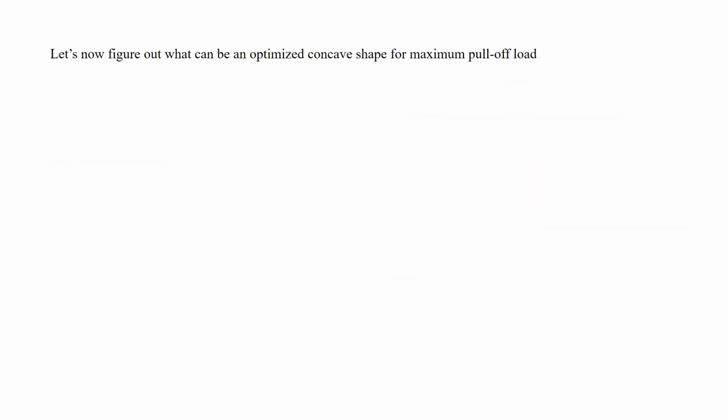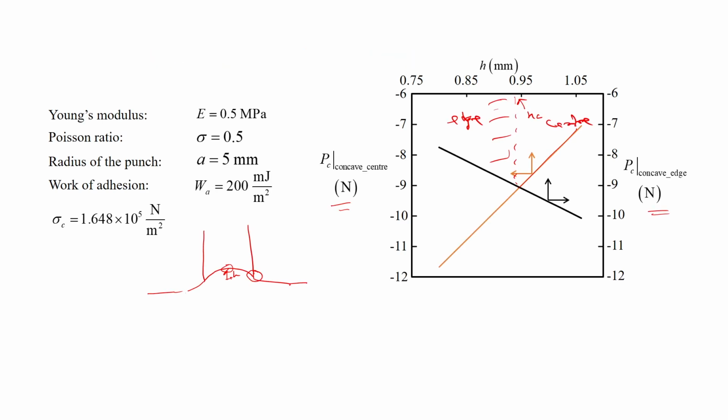Now, what it tells us is that this maximum pull-off load that is required varies with this particular height h. Now, that also means that there is a stress profile, it depends upon the stress profile, how the stress profile is varied.